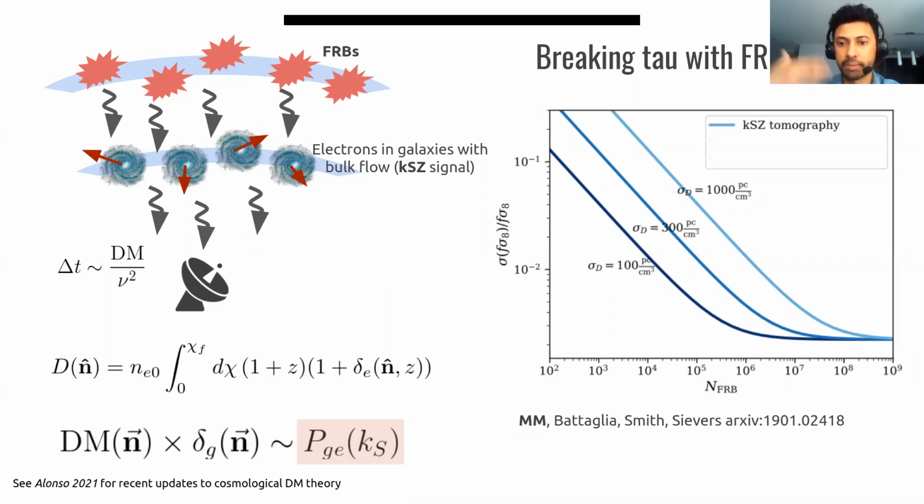So the sample variance in the underlying electron density field itself, if you have enough FRBs, you're not going to improve over that. But what you're seeing here is that even with a catalog of something like 1,000 to 10,000 FRBs, depending on the intrinsic scatter of the dispersion measures itself, which is currently an uncertain quantity.